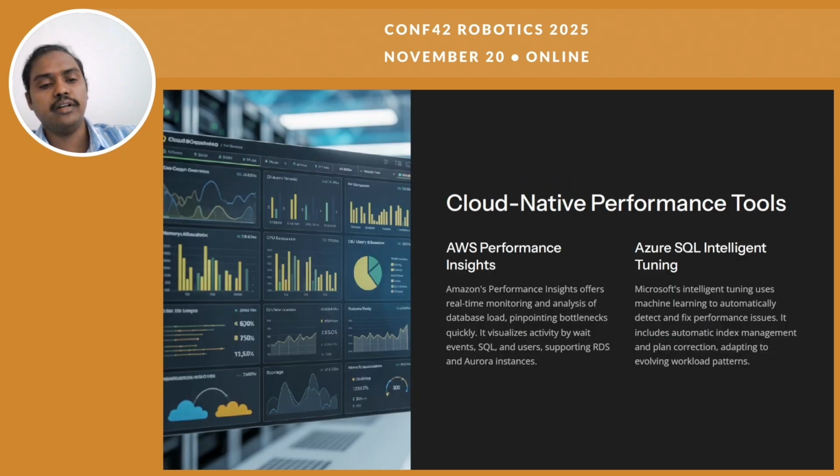Next, cloud native performance tools. Both AWS and Azure provide powerful tools. AWS Performance Insights helps you to visualize and diagnose database load in real time, while Azure Intelligent Tuning uses machine learning to automatically adjust and improve the performance.